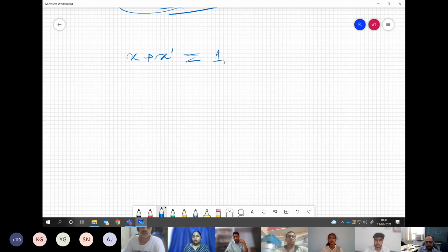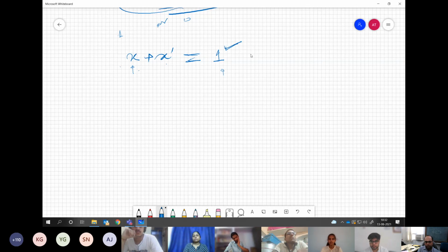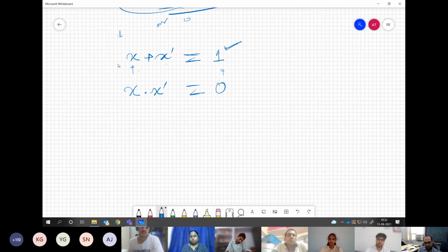1. Again, because there are only two possibilities, either x could be 1 or 0. And in any case, we have fixed one of the inputs as true. So the output must be true. Getting my point? If x is 1, then x prime is 0. If x is 0, then x prime is 1. So in any case, we are going to get this output. Now, if you multiply a number with its complement, then 0.